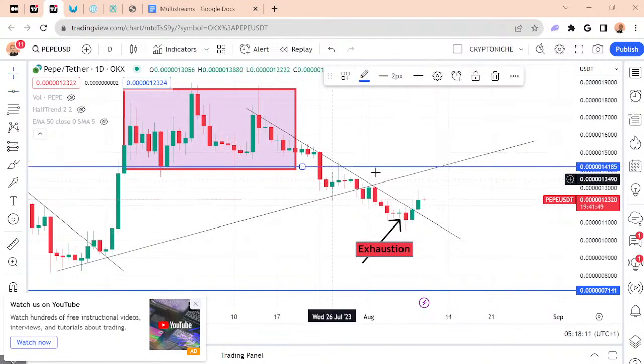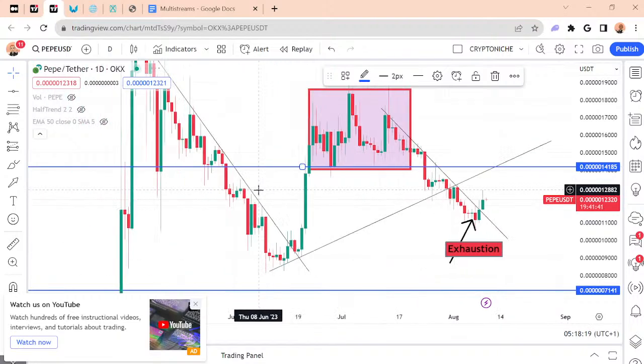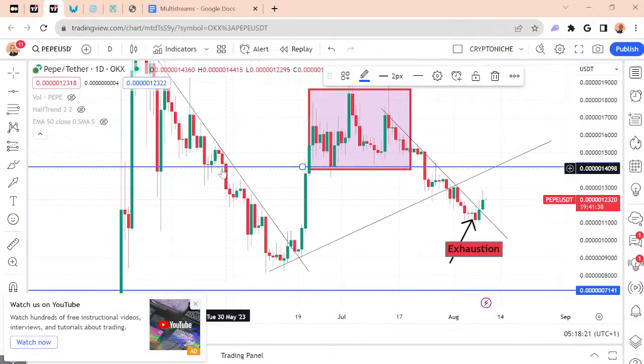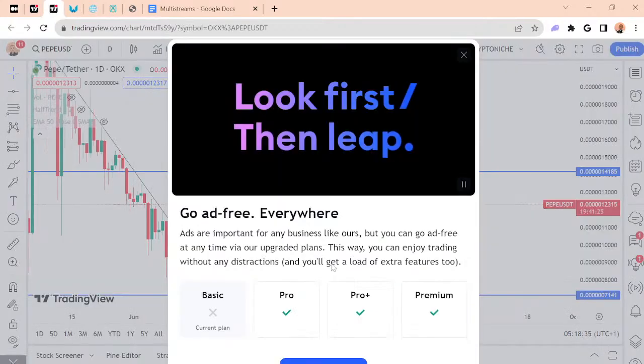Can you see that? It broke out of this level. I was expecting that this level would be a support level. Historically, I was thinking it to be a support level, but unfortunately, it was broken out completely.